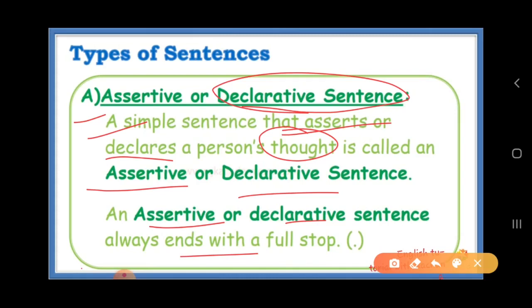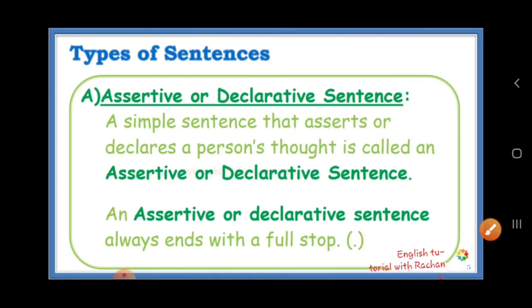Assertive and declarative sentences end with a full stop. Which type of sentence is called an assertive sentence? A sentence which gives or declares a person's thought, or simply gives us some information or statement, we call an assertive sentence. When any ordinary information or simple statement, a true matter, is put forward, we call it an assertive sentence.